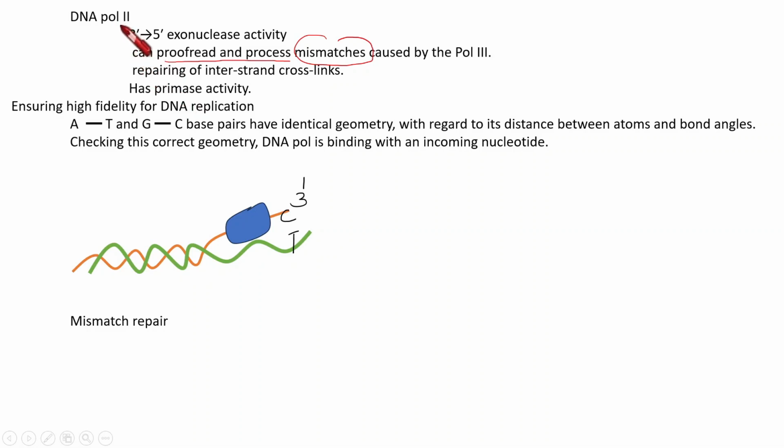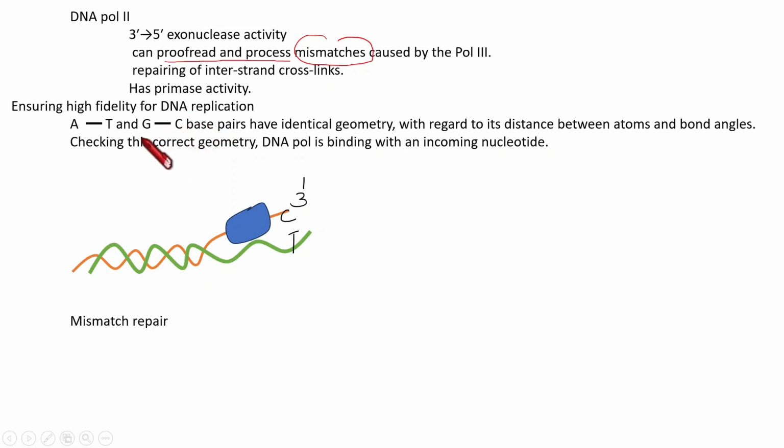Also, this DNA polymerase 2 has a primase activity. Primase activity, we know that because of primase activity, this DNA polymerase 2 can lay down an RNA strand against the DNA. Okay, so these are the functions of DNA polymerase 2: exonuclease activity, proofreading, repairing, and primase activity. Okay. Then we need to understand how the fidelity, or the quality, of DNA replication is attained.